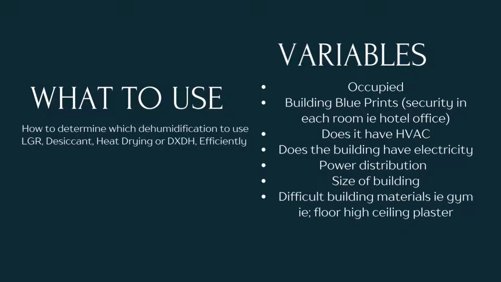Another thing you'll want to look at is the difficult building materials to dry. Gym floor is pretty difficult to dry. High ceilings make it more difficult to dry, where an LGR may not be as desirable. Plaster in a ceiling has varying degrees of difficulty, including not heating it too much, but getting enough heat on it to get the material in a plaster ceiling dry.